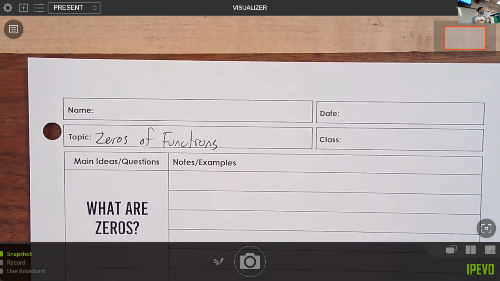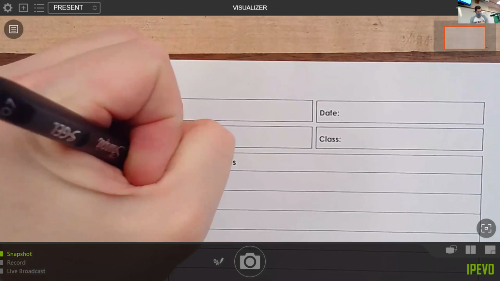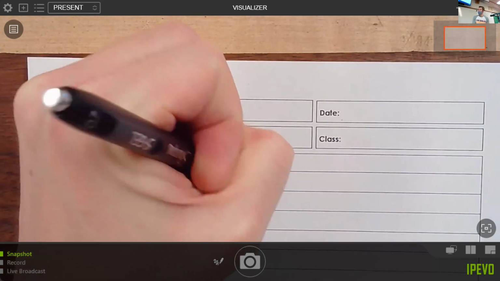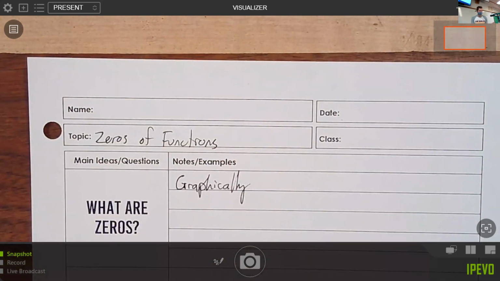Okay. There's 2 ways we can figure out where the zeros are. The first way is to use a graph. The second way is to use algebra. So we're going to do those 2 things today. So graphically, the first thing we're going to do today is using a graph to figure out the zeros.